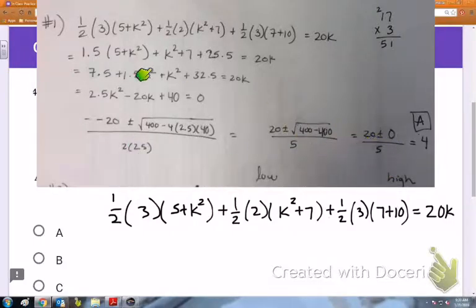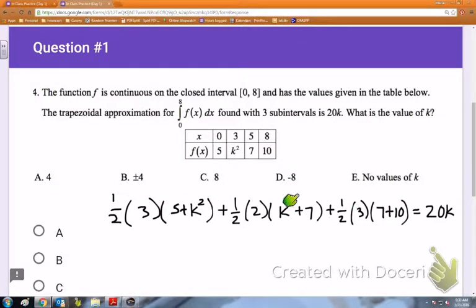But some of you guys may make a mistake in here, or you may just get frustrated and you don't want to use the quadratic formula. And so another way, obviously, since it's multiple choice, is just to start plugging in these values. And luckily, because they repeat themselves, like we have 4, -4, 8, -8, and then none, you pretty much only have to do 4 and 8, because the negatives wouldn't really make sense.